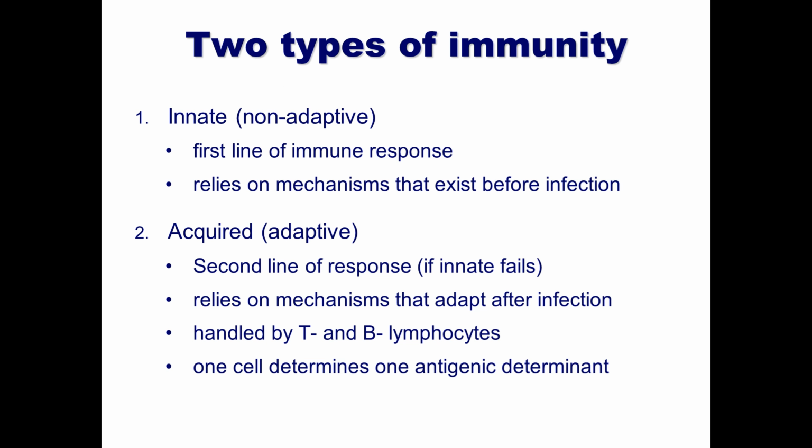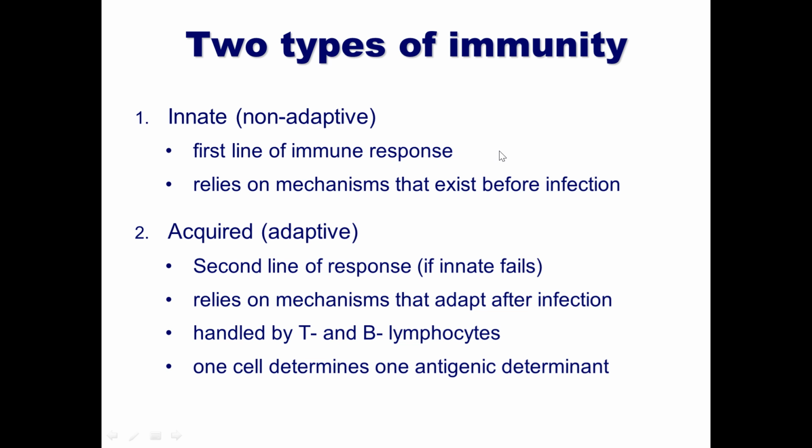There are two types of immunity: innate immunity and acquired immunity. Clear? Innate immunity is non-adaptive immunity, meaning the immunity that is present in our body from birth, the first line of the immune system. It is known as the first line of immune response. Remember this: innate immunity is the first line of immune response. And it relies on mechanisms that exist in our body before infection.